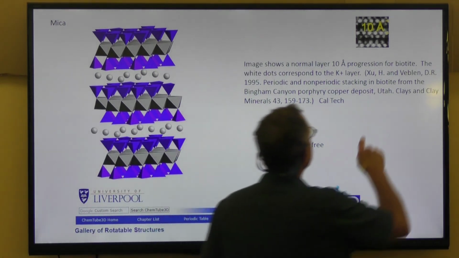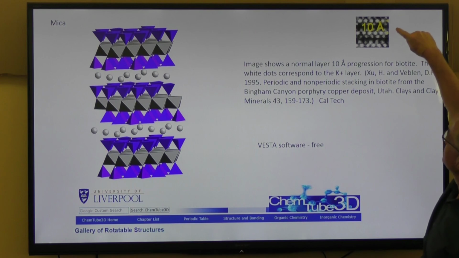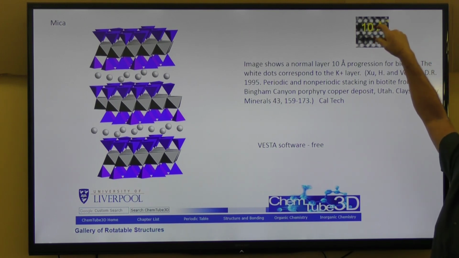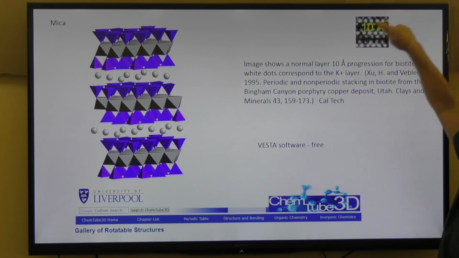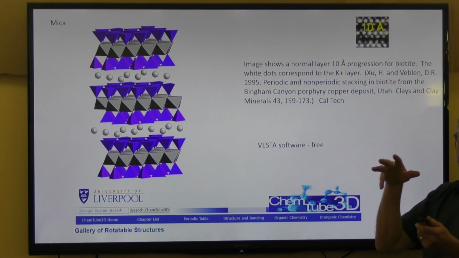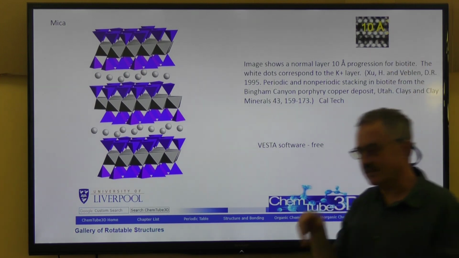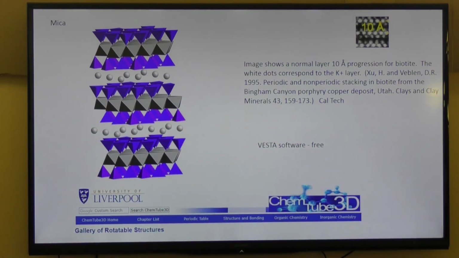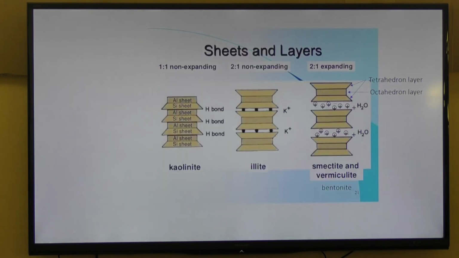And I also have one image here of a biotite, which is similar to a clay, at 10 angstroms. That's 1 nanometer. So those are atoms. These are either the potassium, potassium. Potassium, I guess, because it's big, it interacts with the X-rays a lot. I mean, that's incredible. I don't know what it's going to be like in 50 years, but that's what's happening right now.